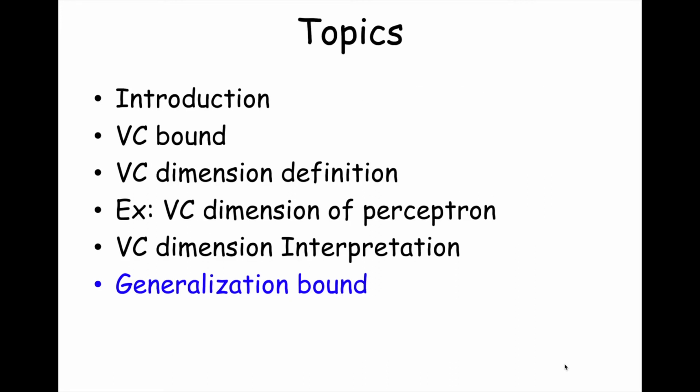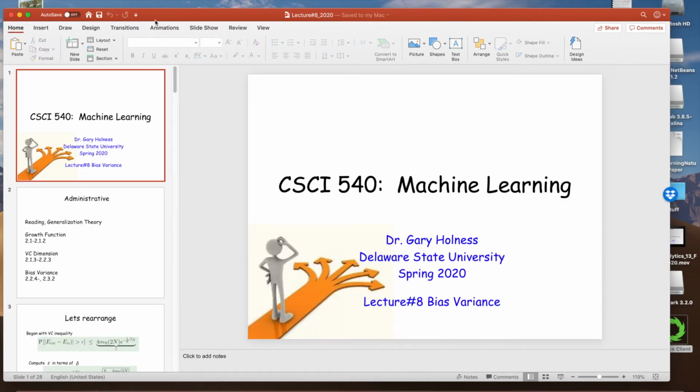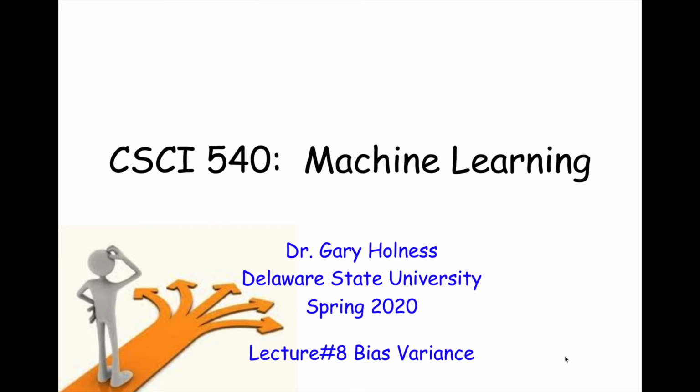So that's what I had to finish up that module on the VC bound, and we'll pick right up with another module concerning an alternate characterization of learning feasibility. And this is based on something called the bias variance decomposition. And for this, we'll use an example that uses the squared error loss.